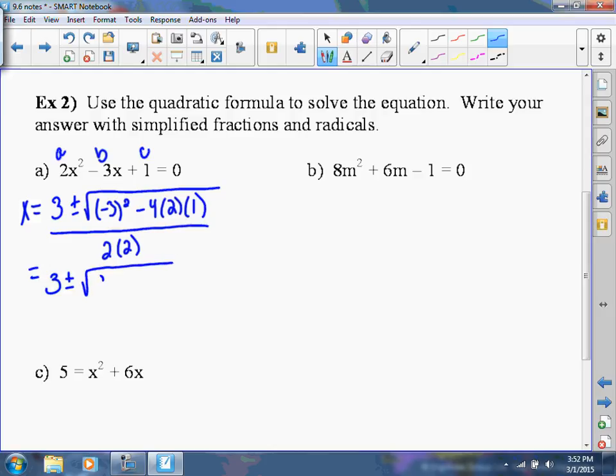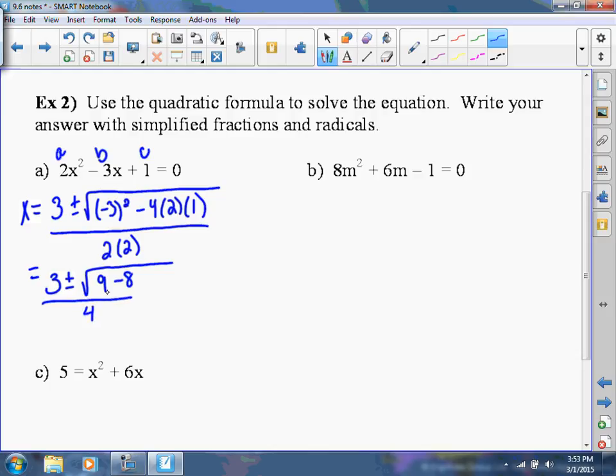So 3 squared is 9. And then there's a couple different ways you could think of this. You can think of this as 4 times 2 times 1, or negative 4 times 2 times 1. Okay, but 4 times 2 is 8, times 1 is 8, so then I have a minus 8 in here, all over 4.